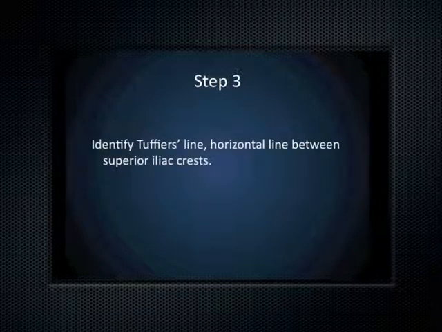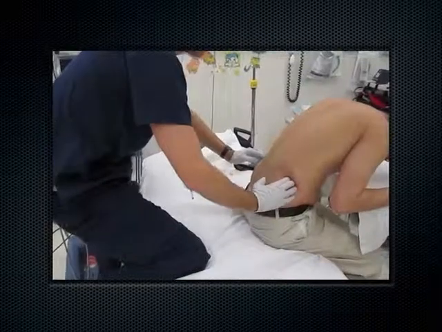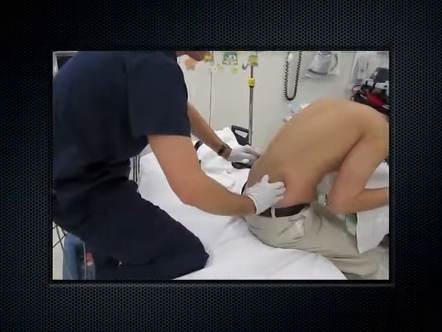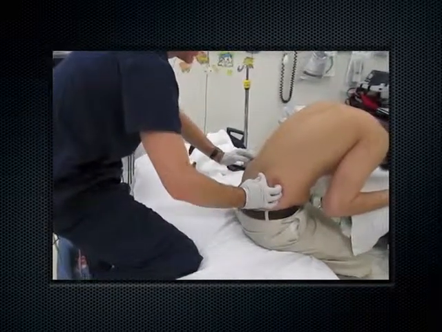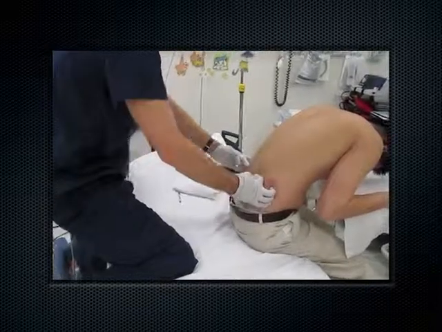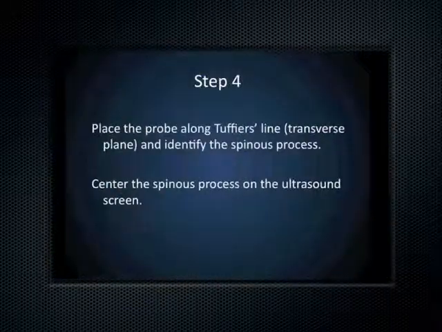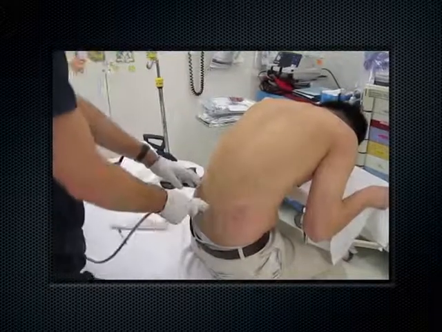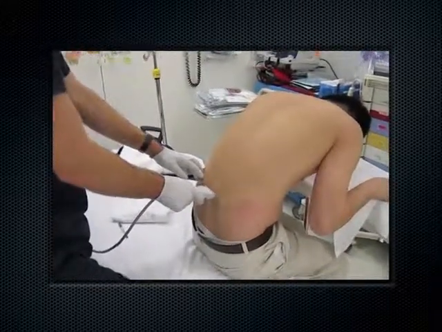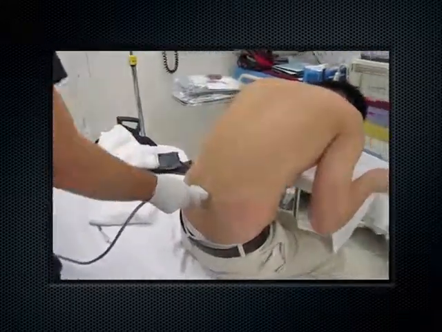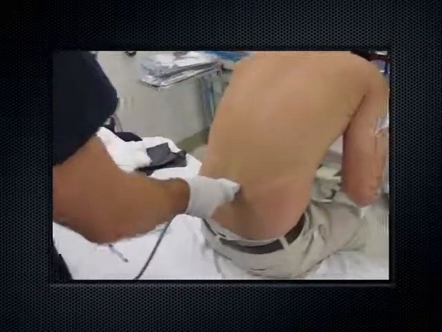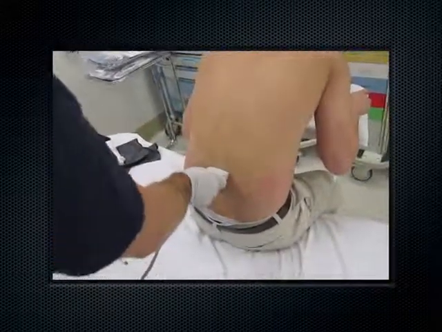Now, identify Tuffier's line. This is the horizontal line between the superior iliac crests. This will help you identify the spot where you should first place your probe to look for the spinous processes. Next, you are going to place the ultrasound probe along this Tuffier's line in a transverse plane. In this orientation, you are going to keep the ultrasound probe marker to your left and to the patient's left.